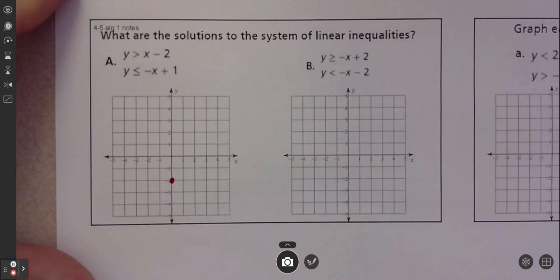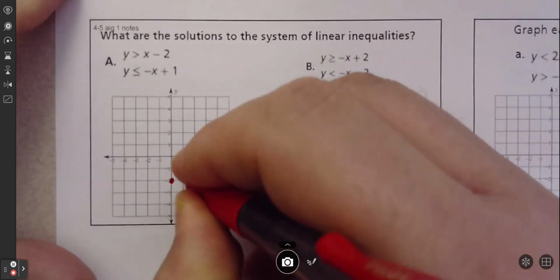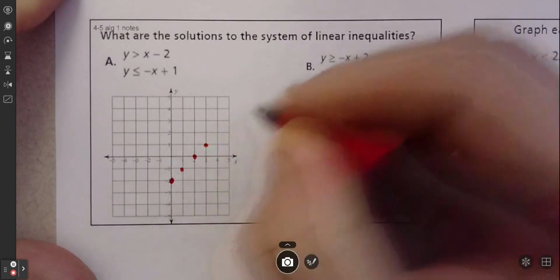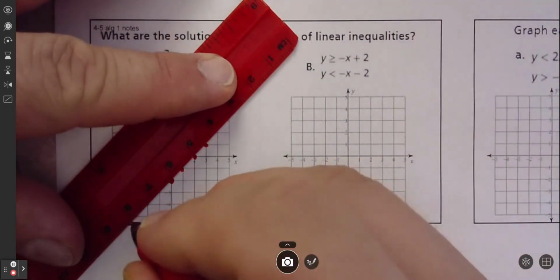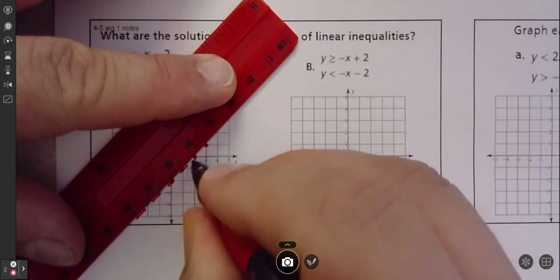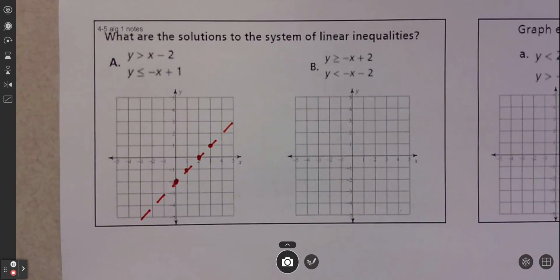Let's go ahead and close Chromebooks. Up 1 over 1, up 1 over 1, up 1 over 1. I gave you a ruler. Is it a dotted or a solid line? Dotted line. Okay, and I'm not going to shade. Not yet.